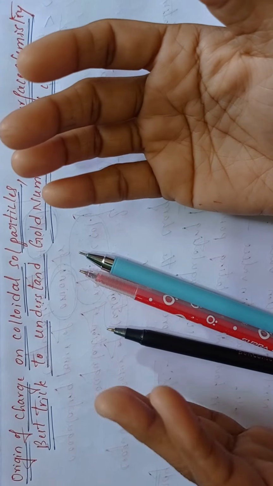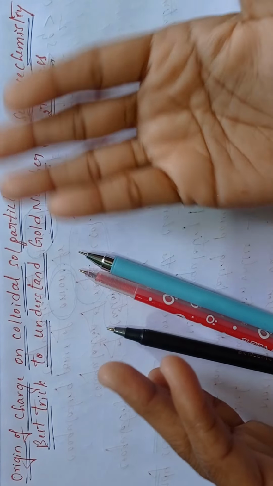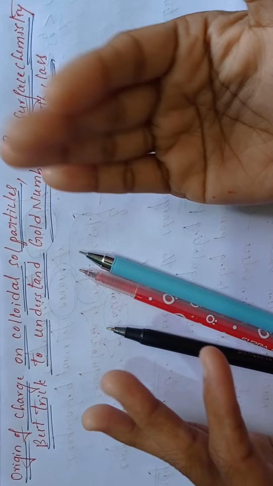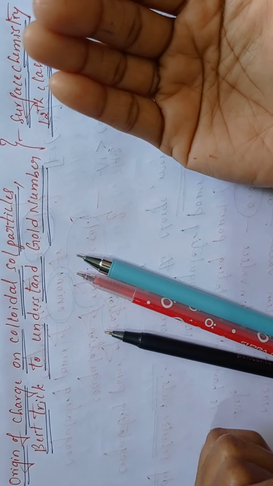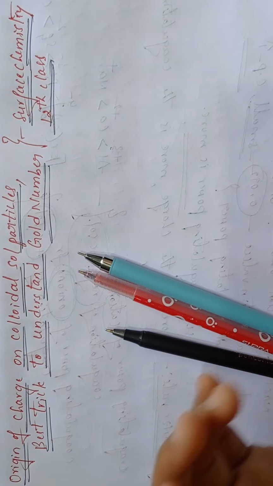And I'm giving the best trick to understand the gold number, and I'm also going to solve problems on this gold number topic. But first of all, how do the colloidal particles get charge?